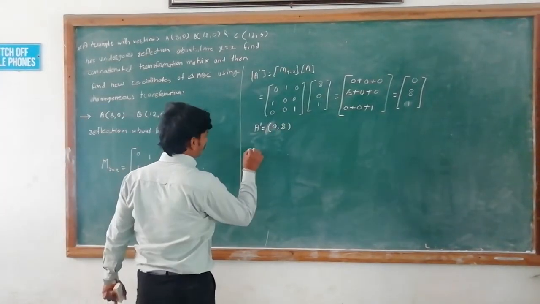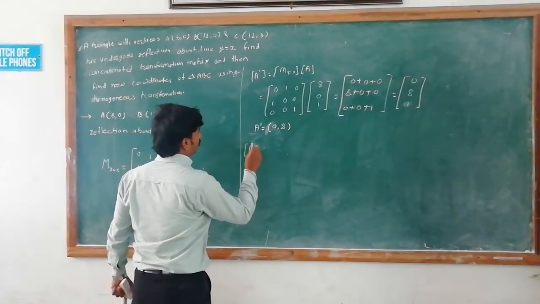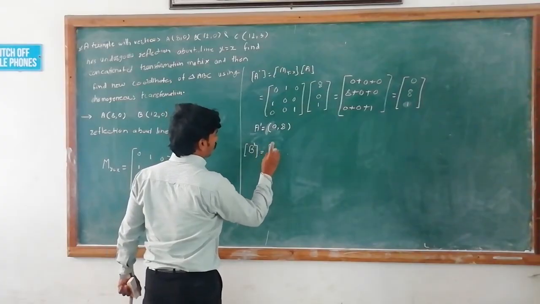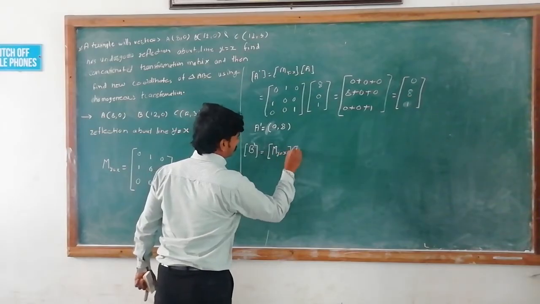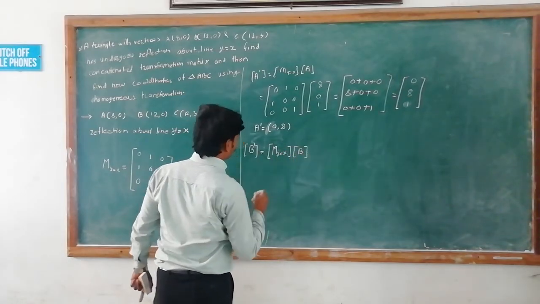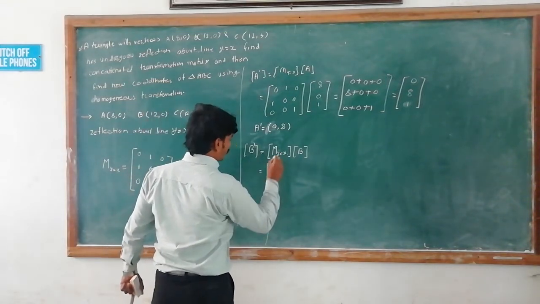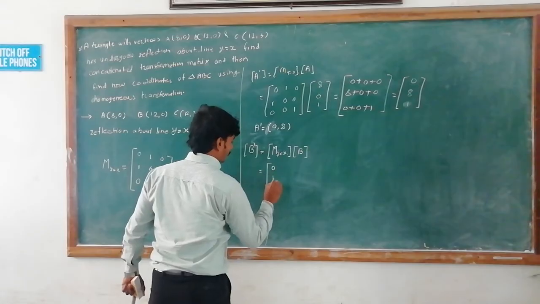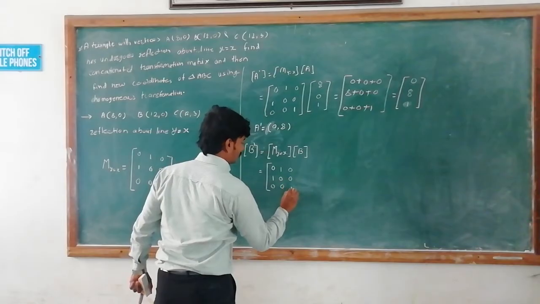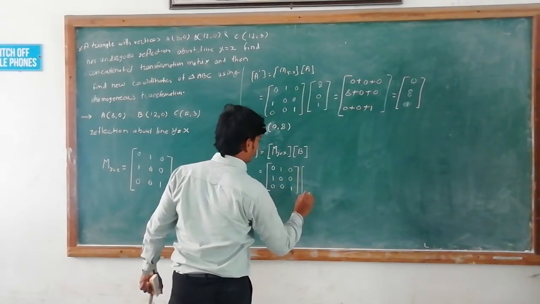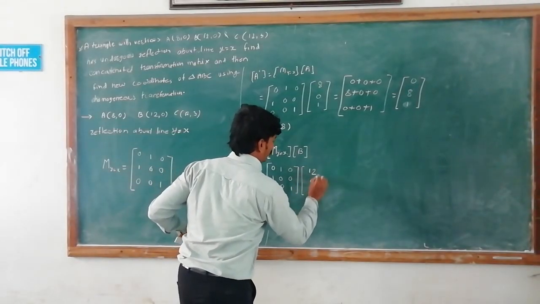Now we have to find out the coordinates of the point B. The new position of the point B, that is B dash, is equal to M of y is equal to x into B. So its value is 0, 1, 0, 1, 0, 0, 0, 0, 1. And the coordinates of the point B is 12, 0, 1.